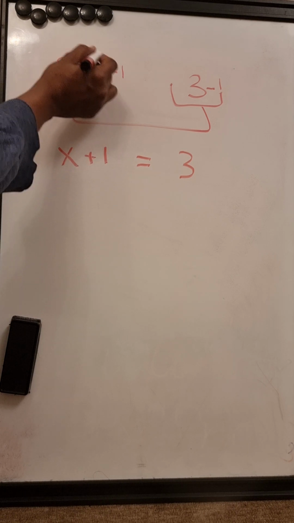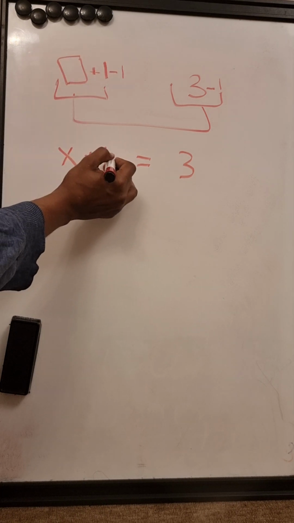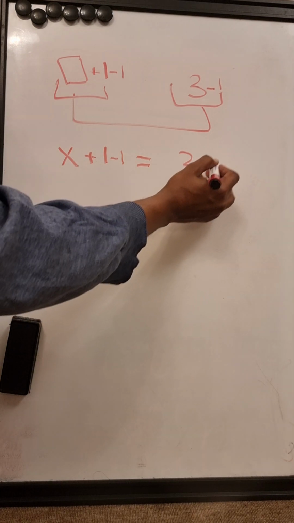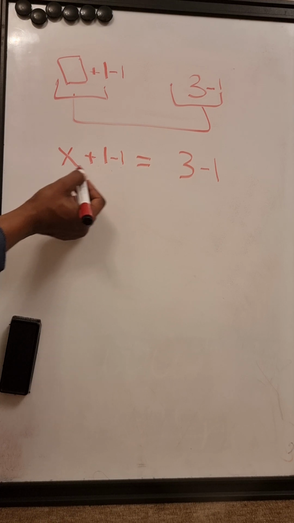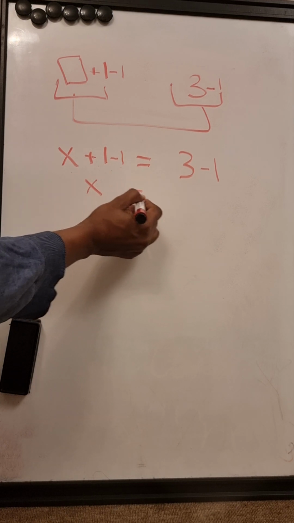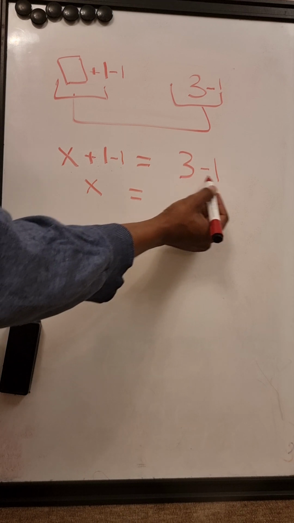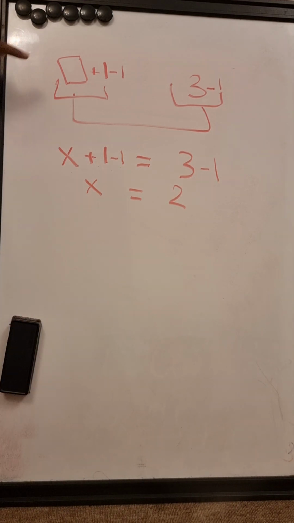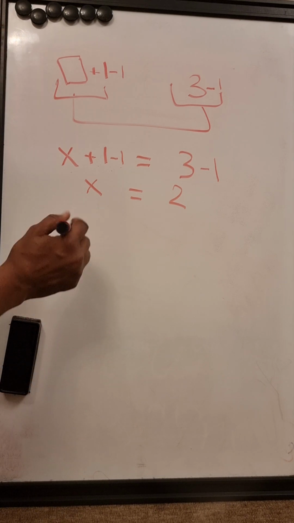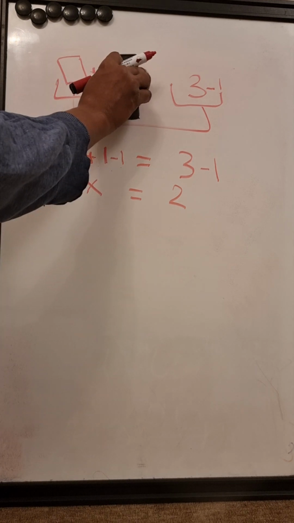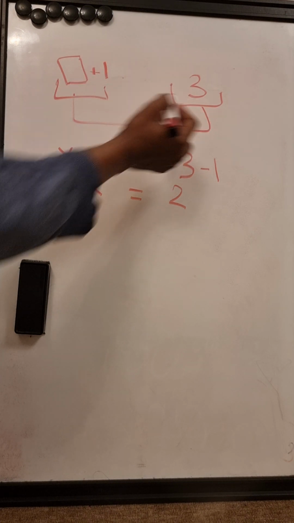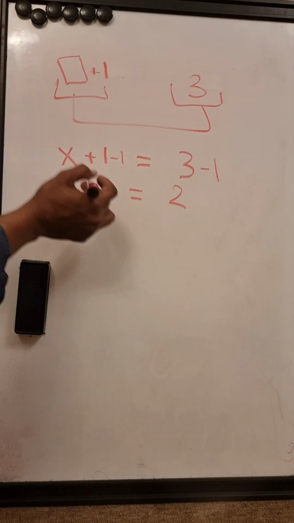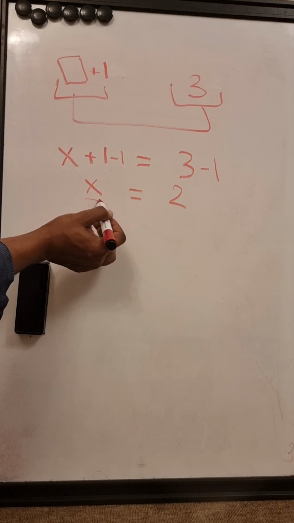So x plus 1, this is the original thing that we started with. We subtract 1 from this side, we need to subtract 1 from the other side as well. 1 minus 1 is 0, 0 plus x is x, equals on the right hand side, 3 minus 1 is 2. That means the bag of sugar weighs exactly 2. So the original thing that we started with, x plus 1 equals 3. So 2 plus 1 equals 3. That means the bag of sugar equals 2.